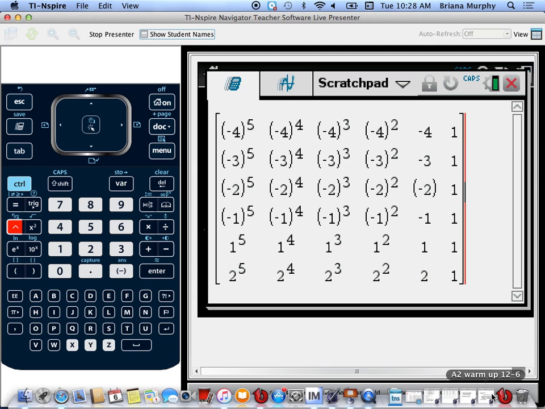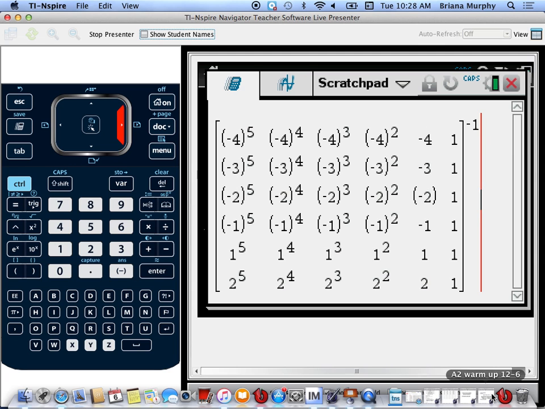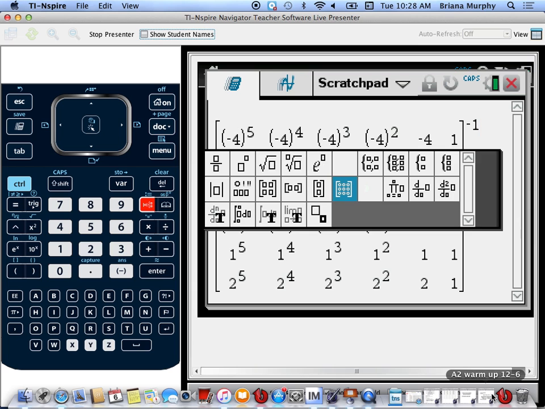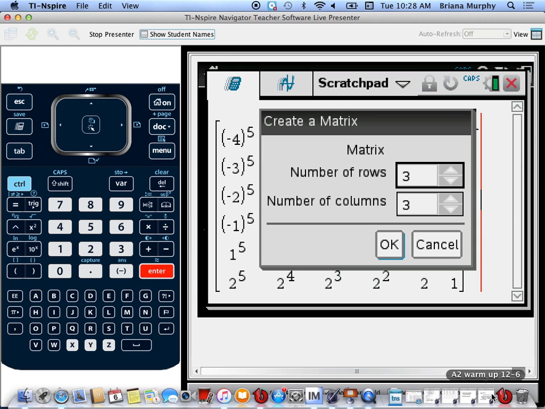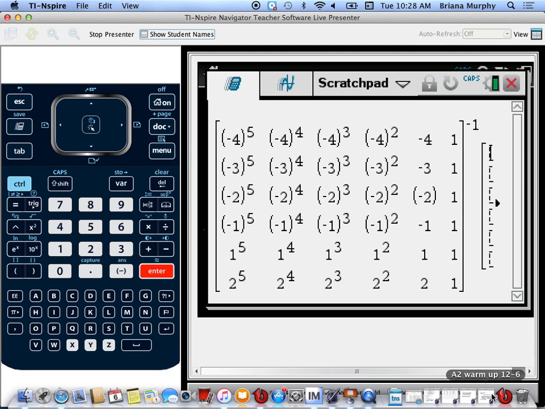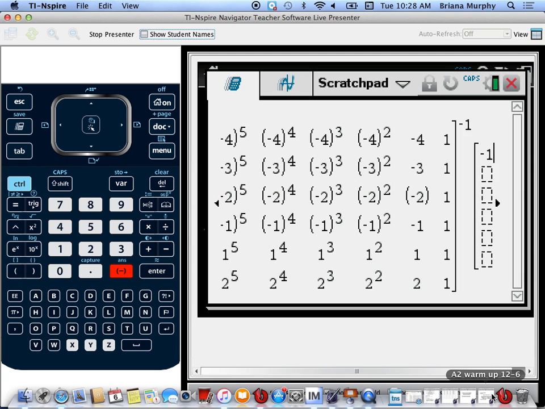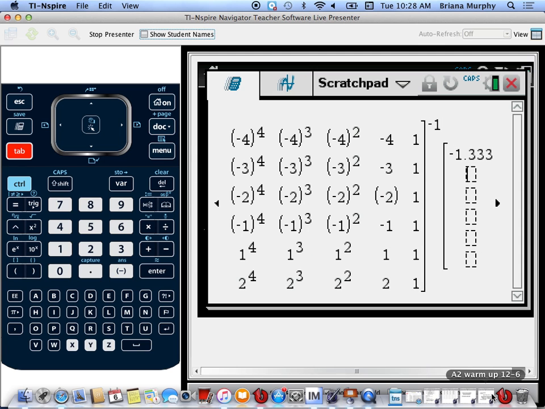I'm raising it to the negative 1 power, timesing it by my constraint matrices, which is a 6 by 1, 6 rows, 1 column. And I'm going to plug them in as negative 1.333, 6, 9, 5.333, 18, 1,114.333.